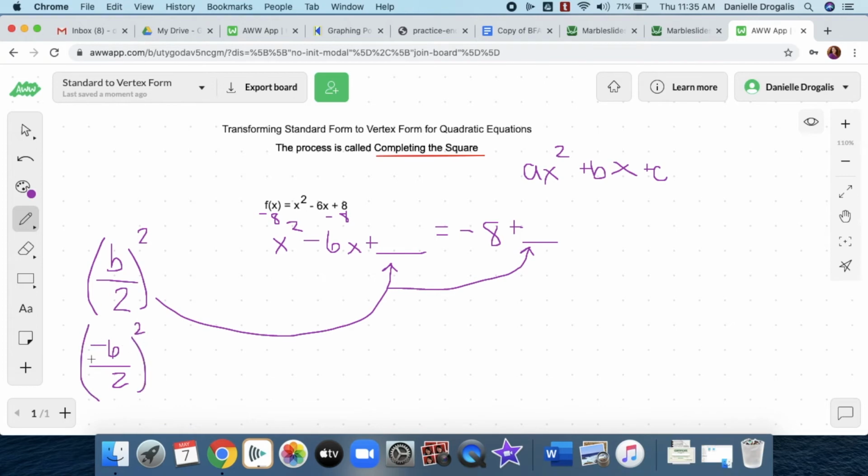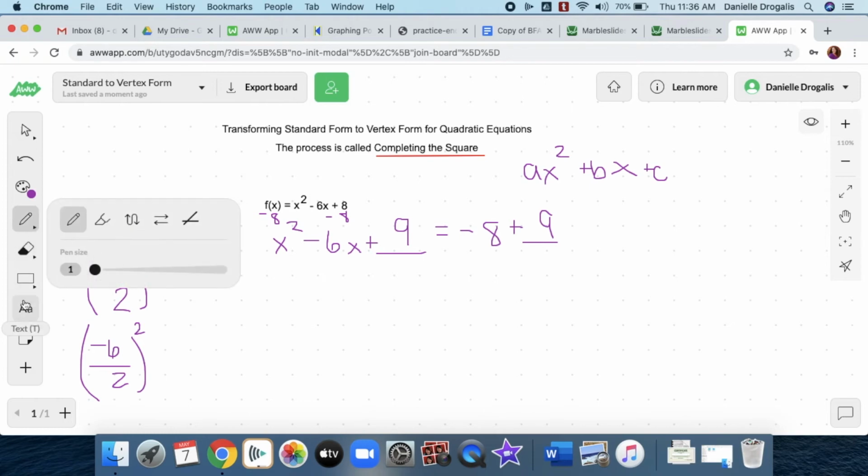Remember, your order of operations, do inside the parentheses first. -6 divided by 2 should get us a -3. -3 squared gets us a +9. And it's the 9 that's the mystery number we were trying to uncover, okay? I'm just going to delete these arrows so they're out of the workspace. All right. So the reason we did this was so that we could complete the square.